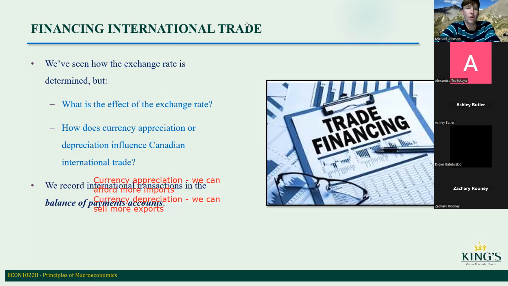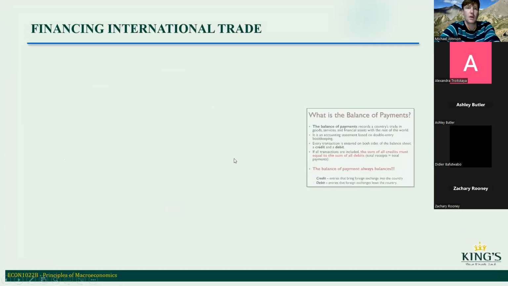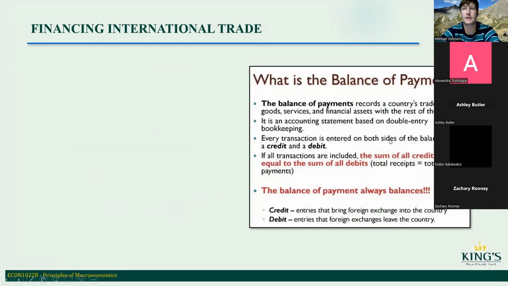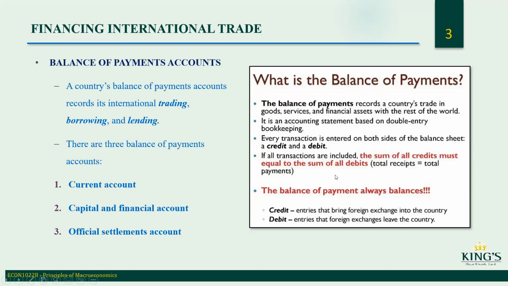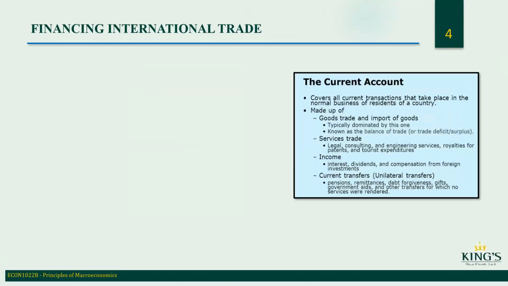And then we record international transactions in the balance of payments accounts. So, financing international trade. A country's balance of payments accounts record international trading, borrowing, and lending. There are 3 balance of payments accounts: the current account, the capital and financial account, and the official settlements account.